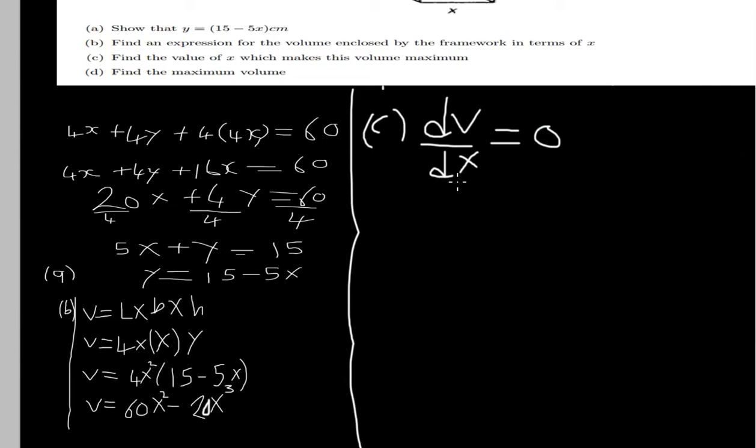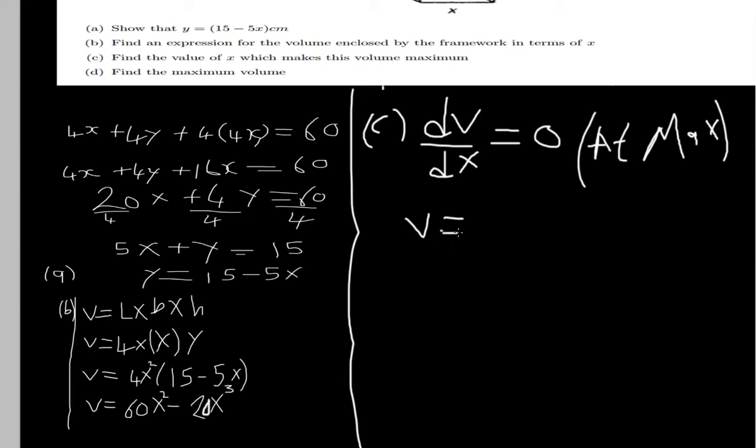So we're going to find dV/dx. Then after finding dV/dx, we equate it to 0. Then find the value of x. So at maximum, dV/dx is equal to 0. From this expression, I'm going to find dV/dx. So let me just rewrite it here.